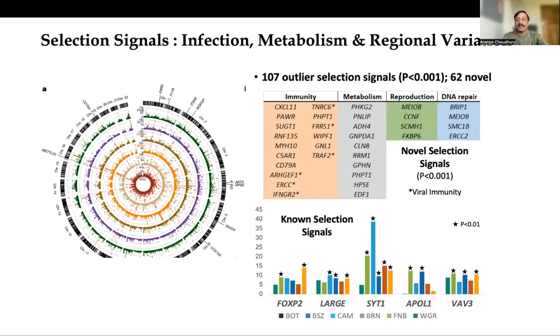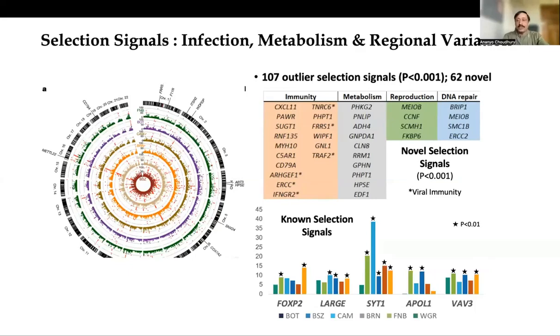However, what was surprising here was that a substantial proportion of the immune genes detected in our scan were related to viral immunity, suggesting that viruses might have also played a major role in shaping genomes, at least in some parts of Africa. And although almost half of the novel loci showed signs of selection in 2 or more of the 6 populations, several of the signals were population or region specific, as you can see in this plot.